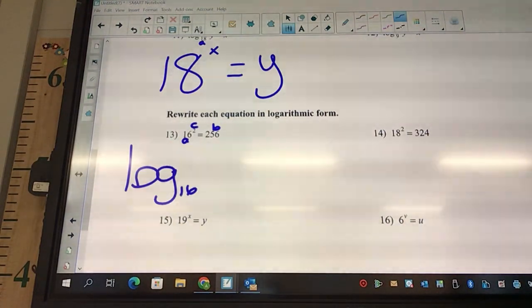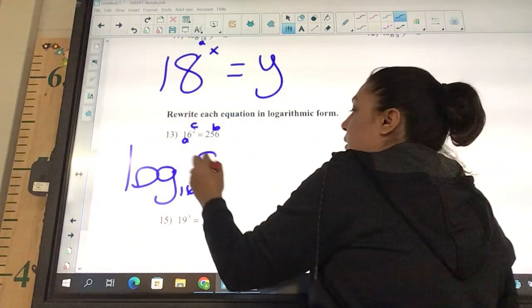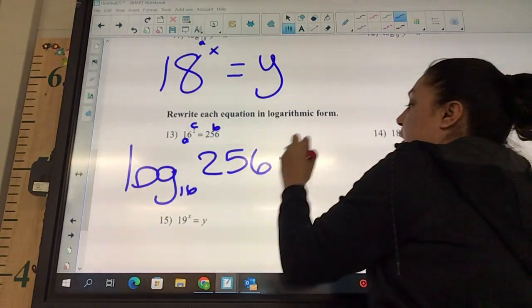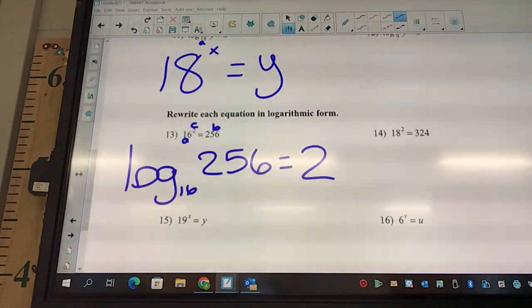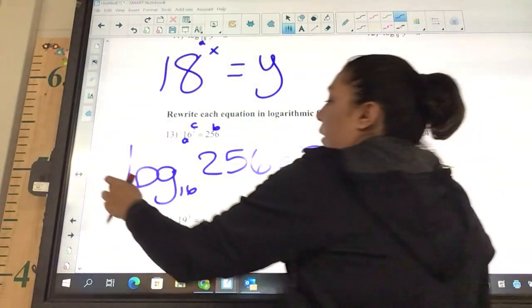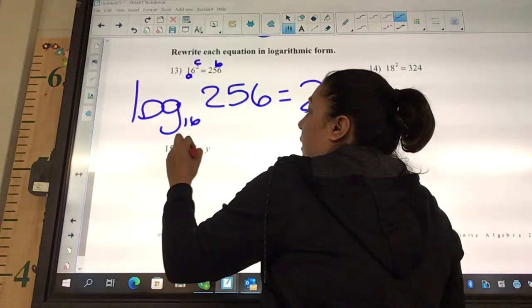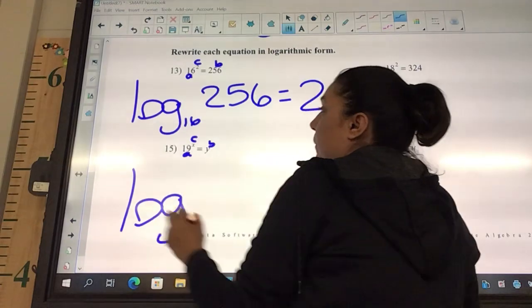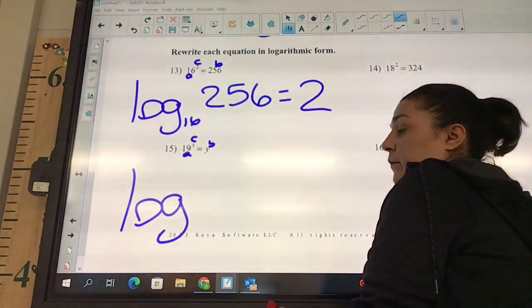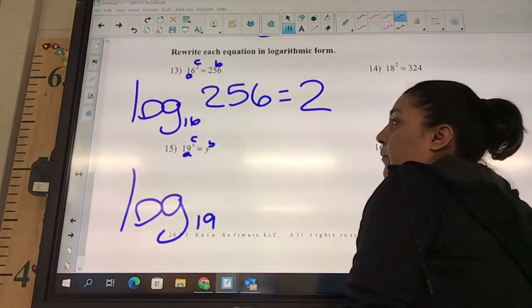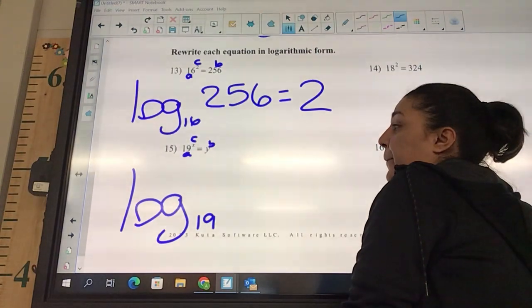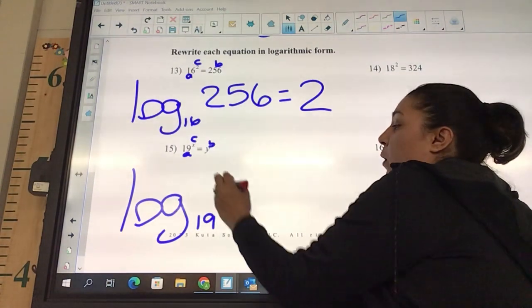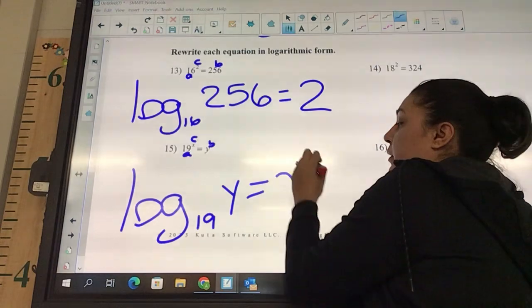Okay, and then what? 256 equals 2. Can you tell which one's small? Yeah, that's how yours should look. Okay, 15 is going to be A, C, B. So it's going to look like log of what? Log of 19. Then what? Y. Y equals X.